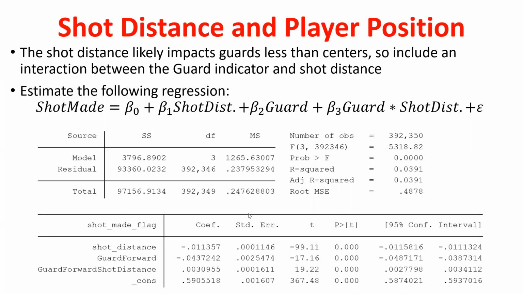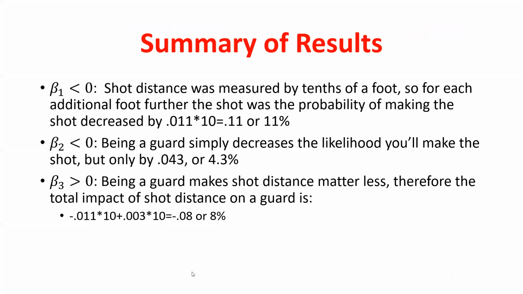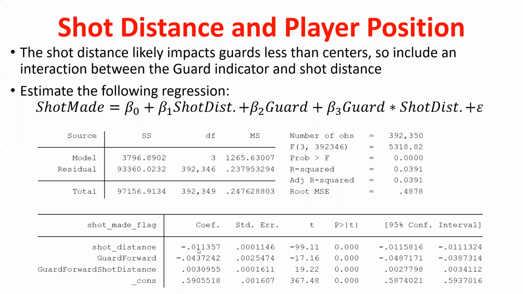So for a guard, as they move back further from the rim, the total effect of moving that shot distance would be this coefficient plus the coefficient on the interaction term, right? So for the guard, it's only going to be about 0.08, and I'm multiplying it by 10 here because it's in tenths. The additional impact is this 0.003, but to get the total effect for a guard, I had to add this coefficient on the x variable plus the x variable times whatever indicator is for that group I was interested in, in this particular example, the guards.